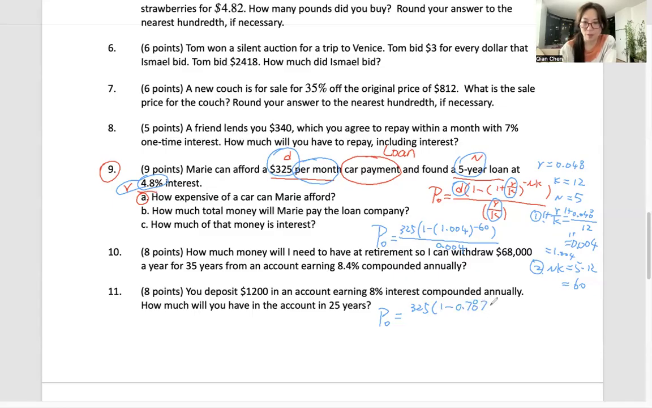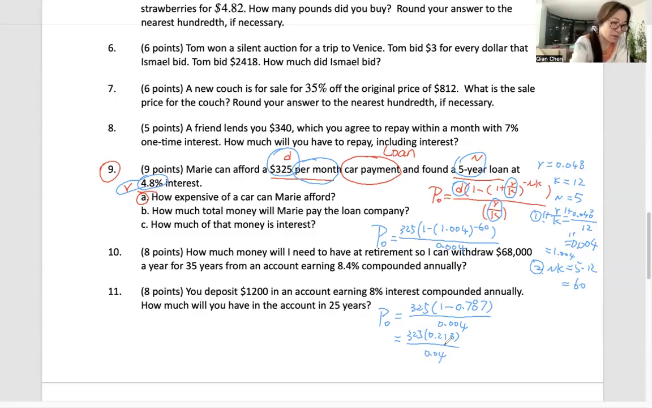So I just forget about that. I keep these 3 decimals, divided by 0.004. Now I do 1 minus that. 1 minus 0.787. I get 0.213, multiplied by 325, then divided by 0.04.